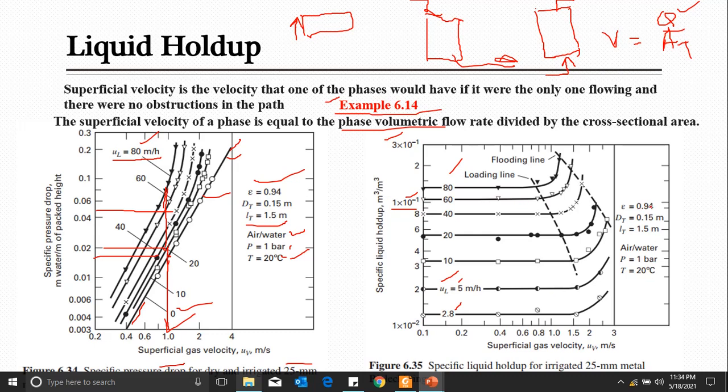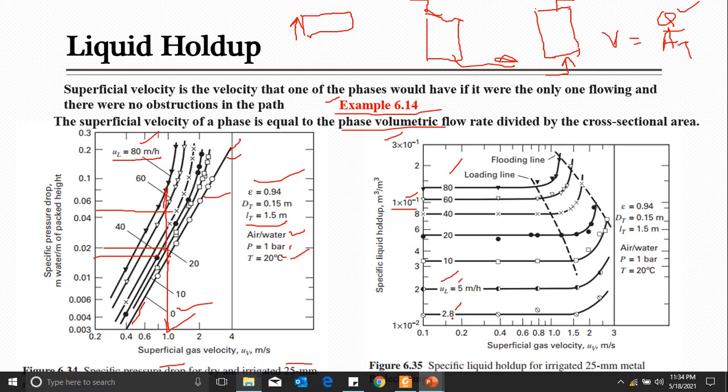This is also the data for the same system, air-water contact at 1 bar and 20 degrees C, and the diameter and the packed bed height are the same as in the previous case which we discussed. It means that everything observed here is observed for the same column, so the parameters are linked with each other.